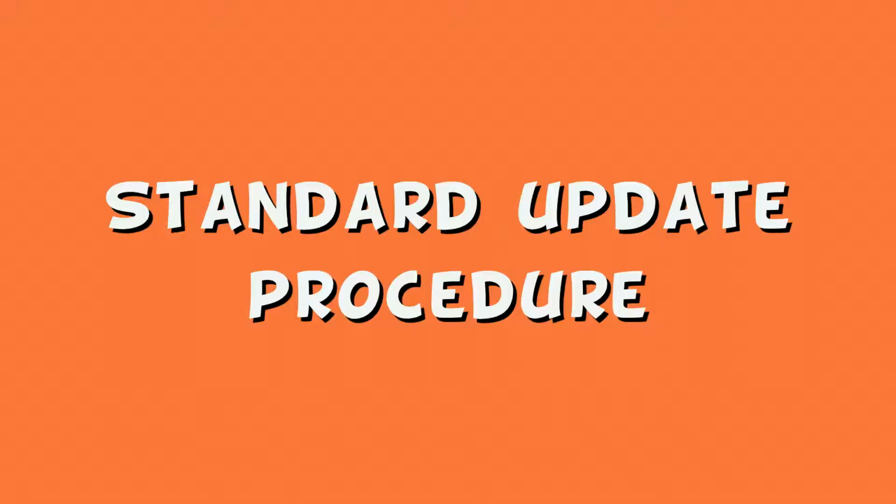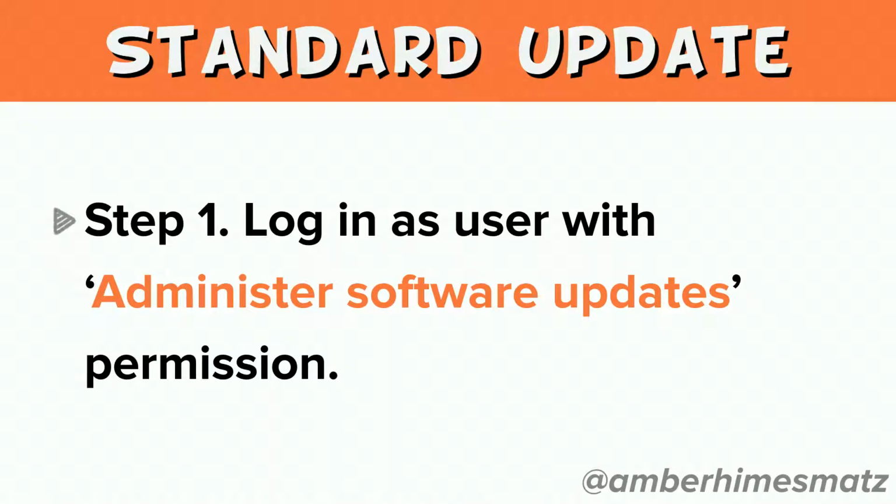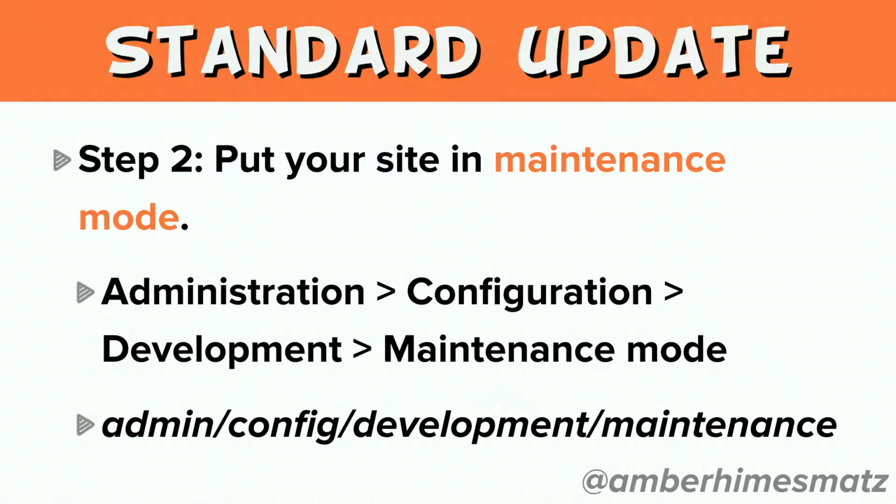So that's really nice. Okay, here we go, to the good stuff. Standard update procedure. Step 1, you're going to log in as a user with administer software updates permission. So that's going to be an admin, but if you're on a team, just check your user and make sure you've got that permission.